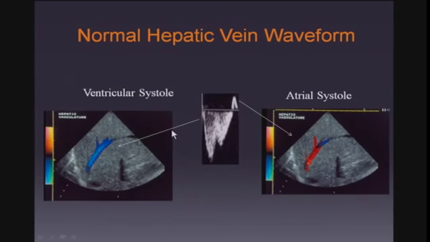That means that during ventricular systole, flow in the hepatic vein will be antegrade and will appear blue as it flows away from the transducer towards the IVC posteriorly. But when the right atrium contracts, you will get a spike of reverse flow. So reversal of flow during the cardiac cycle is normal in the hepatic vein.